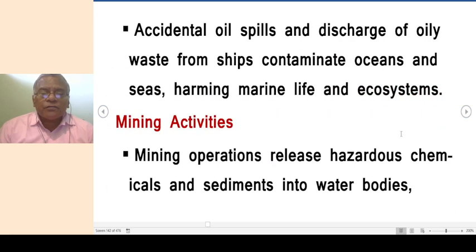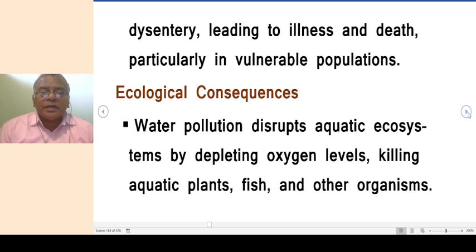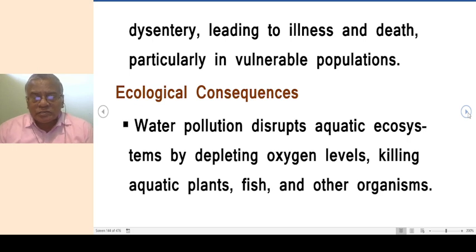Then effects of water pollution. Health impacts. Contaminated water can cause waterborne diseases like cholera, typhoid and dysentery, leading to illness and death, particularly in vulnerable populations. Ecological consequences. What are the ecological consequences because of water pollution? Water pollution disrupts aquatic ecosystems by depleting oxygen levels, killing aquatic plants, fish and other organisms.